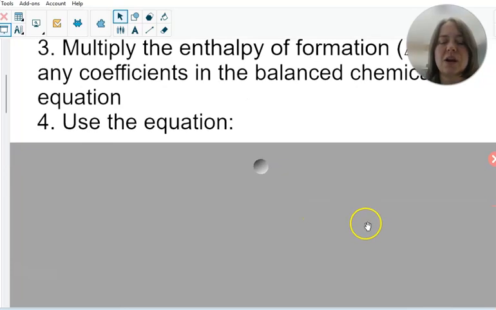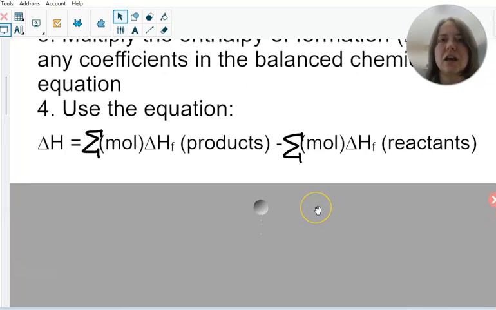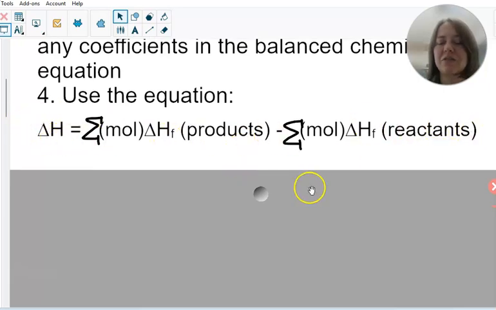Okay, then we're going to write down the equation and sub in our numbers and get an answer. So delta H is equal to sigma, the moles or the coefficients of each compound, times the change in enthalpy, and we do all of the products first, minus the sum of all of the coefficients times the enthalpies of formation of all the reactants. Whew. All right, so please write this down.